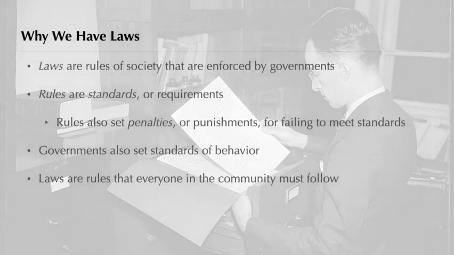Laws are rules of society that are enforced by governments. In some ways, laws are like other rules, such as family, sports, or class rules. Rules set standards or requirements. They also set penalties or punishments for failing to meet standards. A coach might have a rule that anyone who skips practice may not play in the next game.